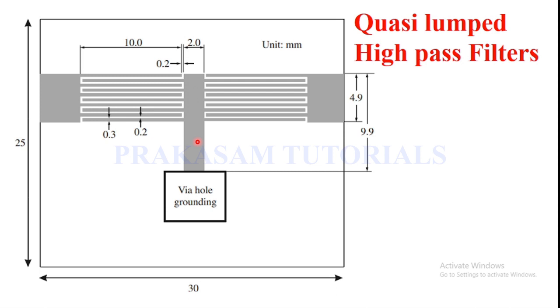In this design the operating frequency is 1.5 GHz and the type of material is Rogers RT Duroid 5880, with a dielectric constant of 2.2 and substrate height of 1.57. The length and width of the substrate are 25 mm and 30 mm. So now open HFSS software.